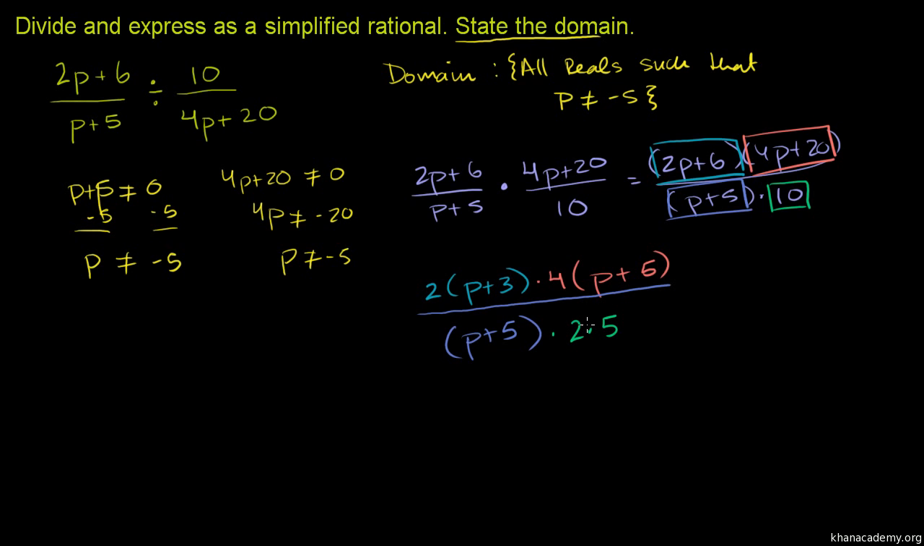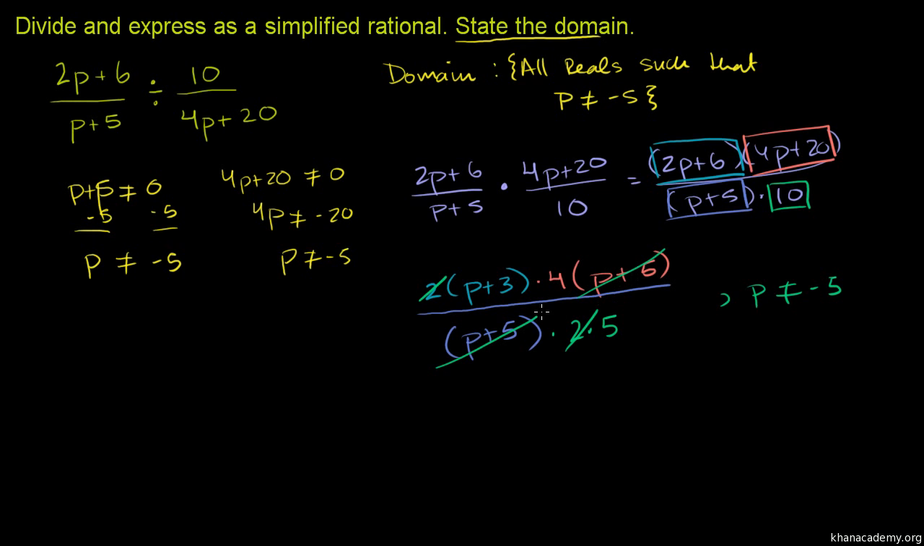Now let's see what we can simplify. And of course, this whole time we have to add the caveat that p cannot equal negative 5. We have to add this restriction on the domain in order for it to be the same expression as the one we started off with. Now, what can we cancel out? We have a 2 divided by a 2. Those cancel out. We have a p plus 5 divided by p plus 5. We know that p plus 5 isn't going to be equal to 0 because of this constraint. So we can cancel those out.